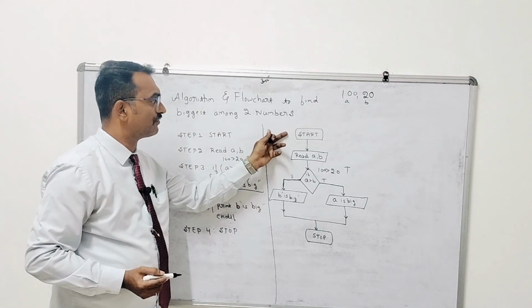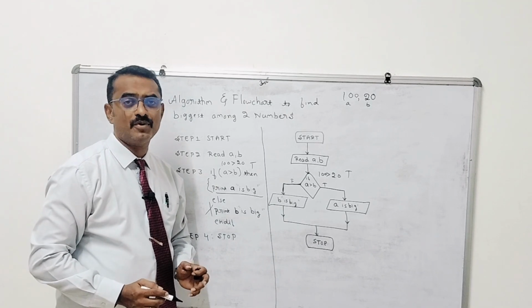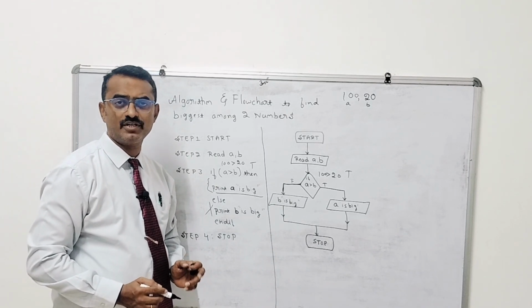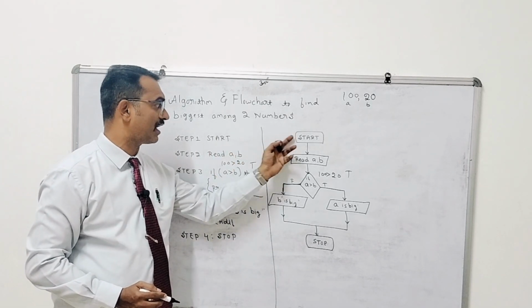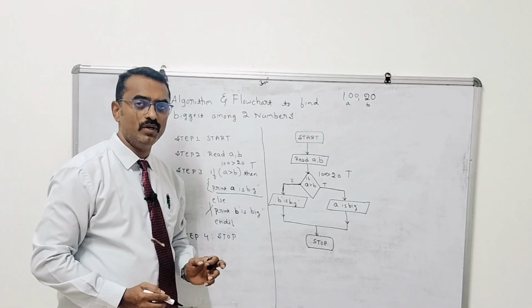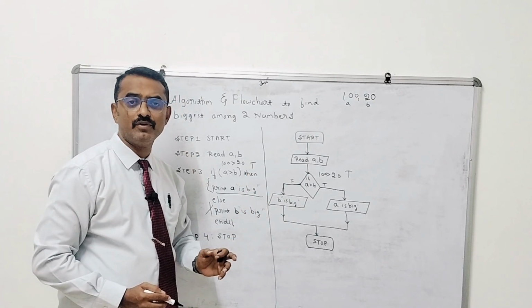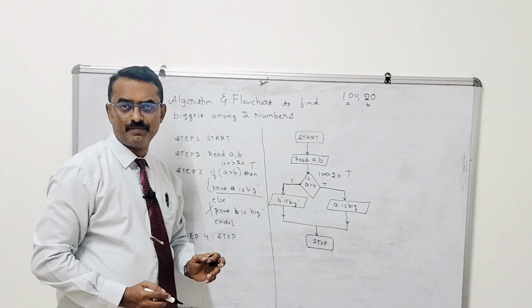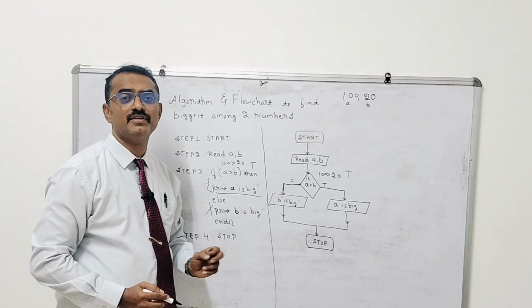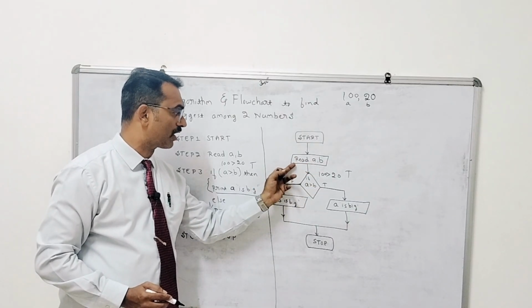Now similarly, I can write the flowchart to find the biggest among two numbers. We need to understand so many geometrical figures. So as we have already discussed, when I write the start and the stop, that must be represented in the geometrical figure oval. So next step is read A comma B. Read and print will be the input and output statements. So these statements we will represent with the help of parallelogram. So I have written read A comma B in the parallelogram.